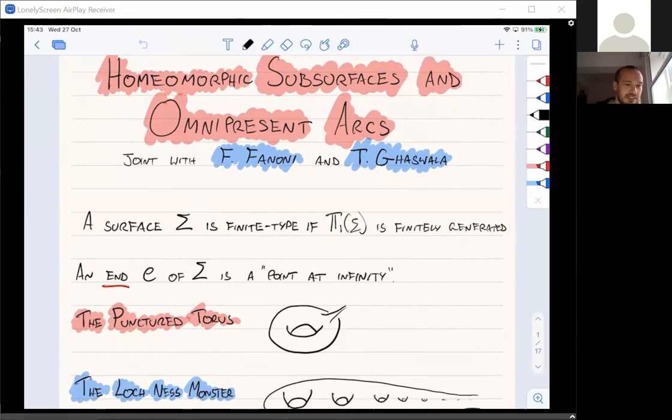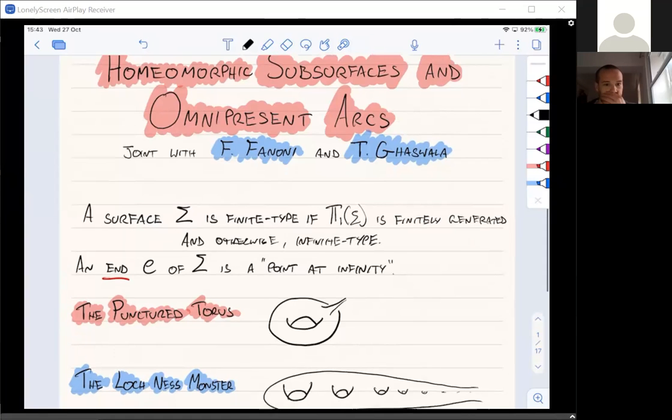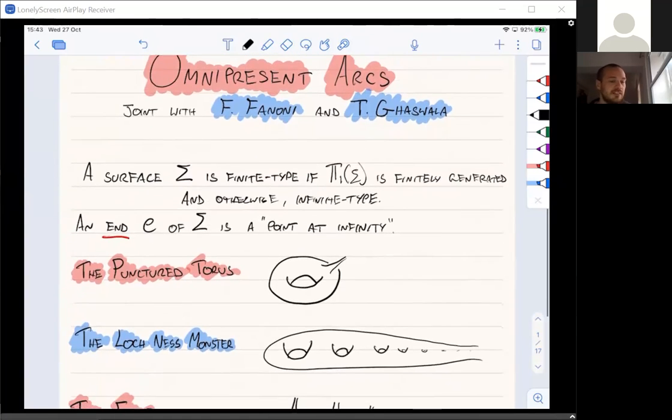Okay, so I've just learned that there's been no other talks on infinite type surfaces in this seminar. But that's fine. The definition is very short. A surface is finite type if the fundamental group is finitely generated, and otherwise it's infinite type. Okay, and infinite type surfaces all have these things called ends, and ends are what you think they are.